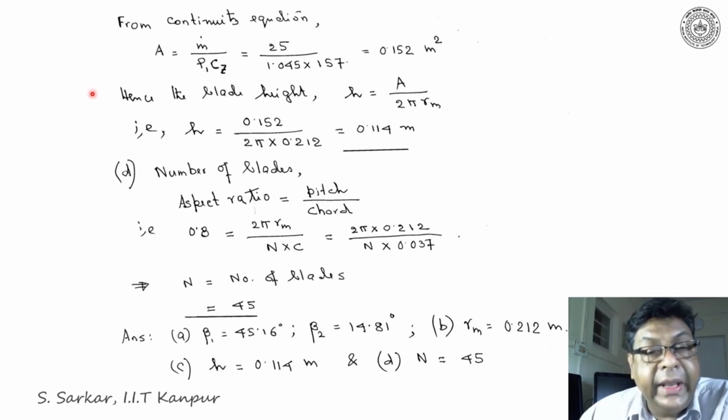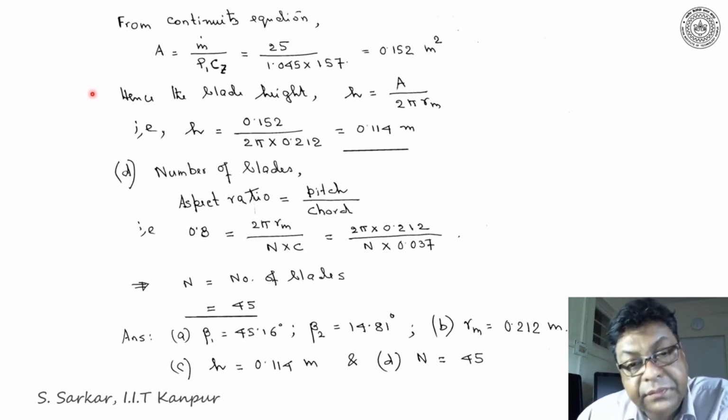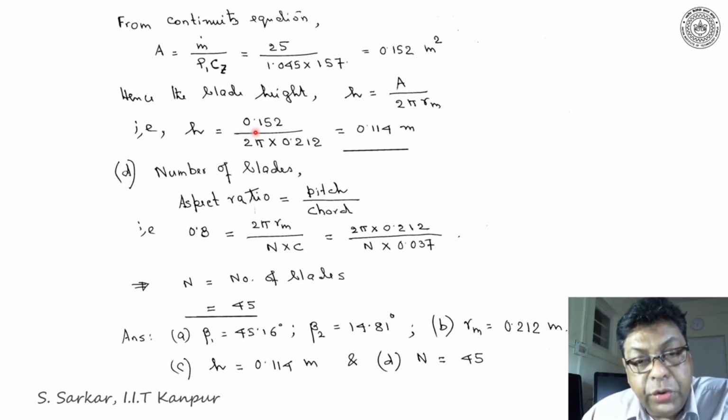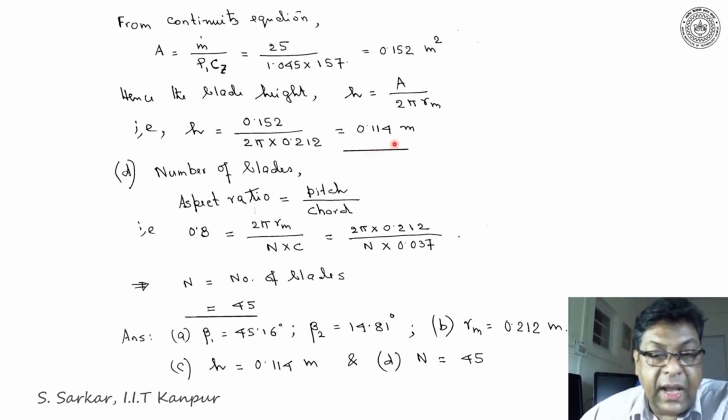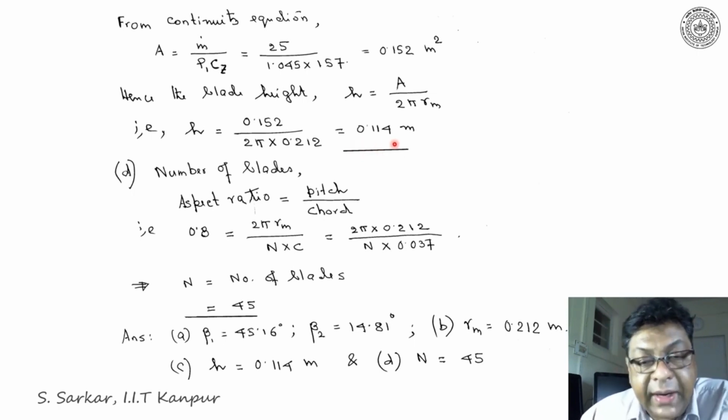After evaluating A, that is the annulus area, I can project the blade height H as A divided by twice pi into Rm. So H is equal to 0.152 divided by twice pi into 0.212. This would be equal to 0.114. Thus I have got blade height as 0.114 meter.